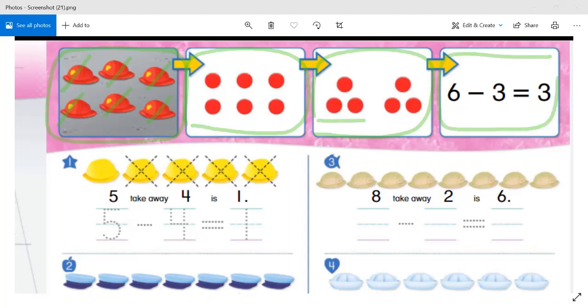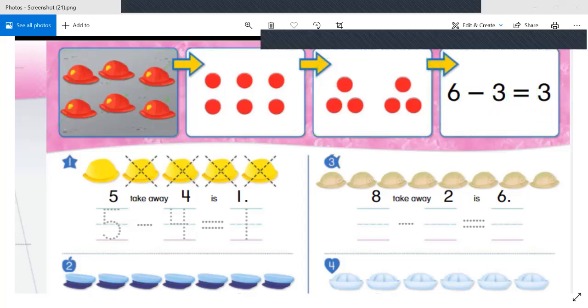Let's look at our last box here. Does this number sentence mean the same thing as 6 take away 3 is 3? Yes, it does. What's the difference about writing the sentence this way? You use a minus sign and an equal sign. So it is the same thing as 6 take away 3 is 3. We just use a minus sign and an equal sign.